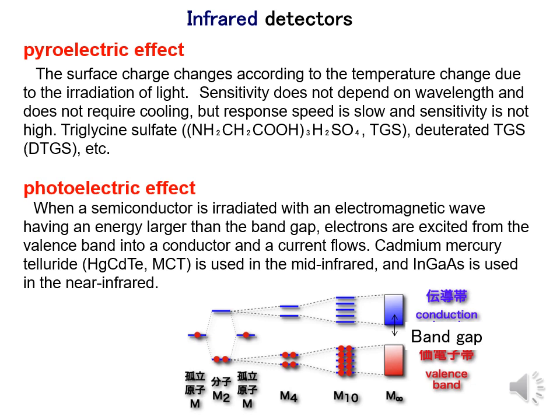A detector that uses a crystal of triglycine sulfate, abbreviated as TGS, or its deuterated compound, DTGS, as a pyroelectric element is used. On the other hand, the photoelectric effect type detector uses the photoelectric effect, which is a phenomenon in which electrons are excited from the valence band to the conduction band and a current flows when a semiconductor is irradiated with an electromagnetic wave having energy higher than the band gap.